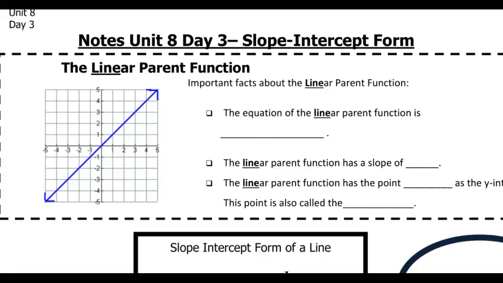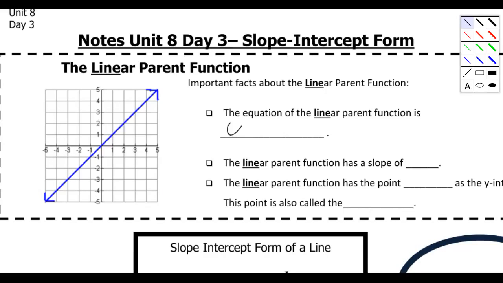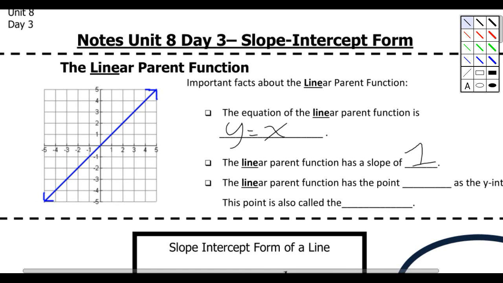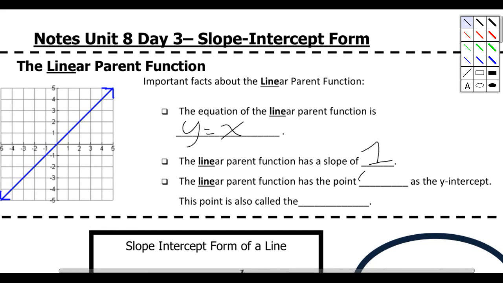So, we begin with the linear parent function. Notice what's underlined in each one of these words. Important facts about the linear parent function. The equation of the linear parent function is y equals x. The linear parent function has a slope of 1. The linear parent function has the point (0, 0) as the y-intercept. That point is also called the origin, as it is one of the most important points on the plane.